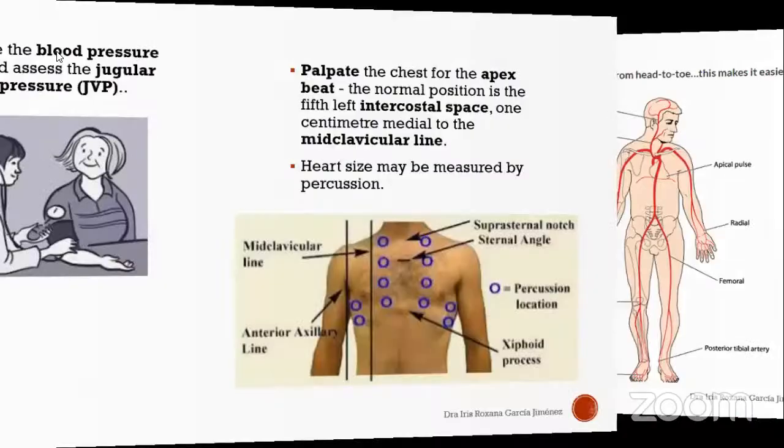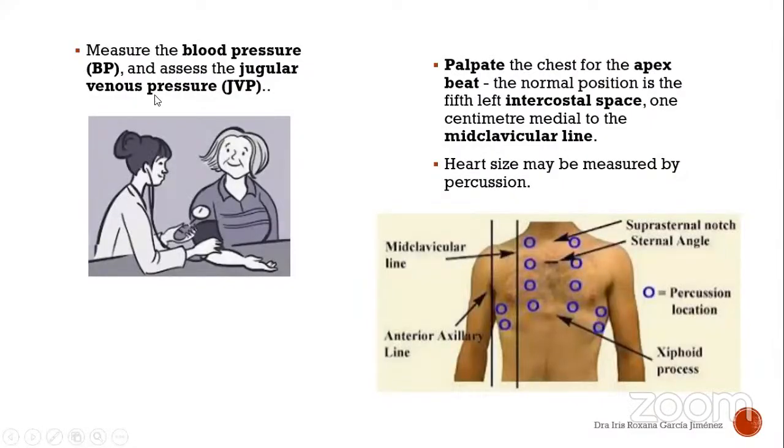About measuring the blood pressure, the BP, and assessing the jugular venous pressure, JVP. Okay, check all of the slides, check all the abbreviations that we are finding on the slides. We are going to work with abbreviations from this point. Palpate the chest for the apex beat. The normal position is the fifth left intercostal space, 1 centimeter medial to the mid-clavicular line. We all know about it.